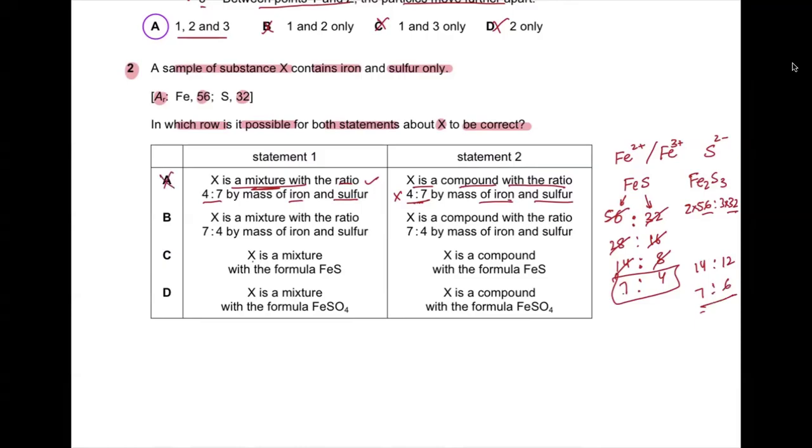Now, if you just read this statement, X is a mixture with the formula FeS. A mixture doesn't have a formula, right? So C goes wrong. X is a mixture with the formula FeSO4. FeSO4 is a compound, not a mixture. So these two are wrong. X is a mixture with a ratio of 7:4 by mass of iron and sulfur. Yes, as I have told you, in a mixture the elements can be in any ratio. X is a compound with the ratio of 7:4 by mass of iron and sulfur, and that's what we have proved. So the second statement is correct as well. So B is the correct answer. I hope it's understandable to all of you.